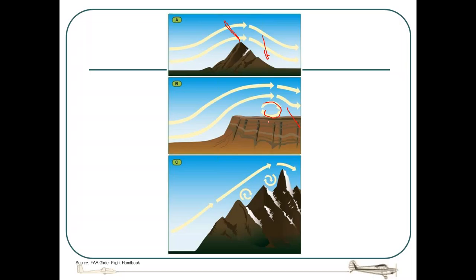Let's say you have a plateau. So there's nowhere for the air to go down even further. It starts forming rotors on the back here. This is a dangerous area, the rotor area. Very difficult to fly and very unpredictable.